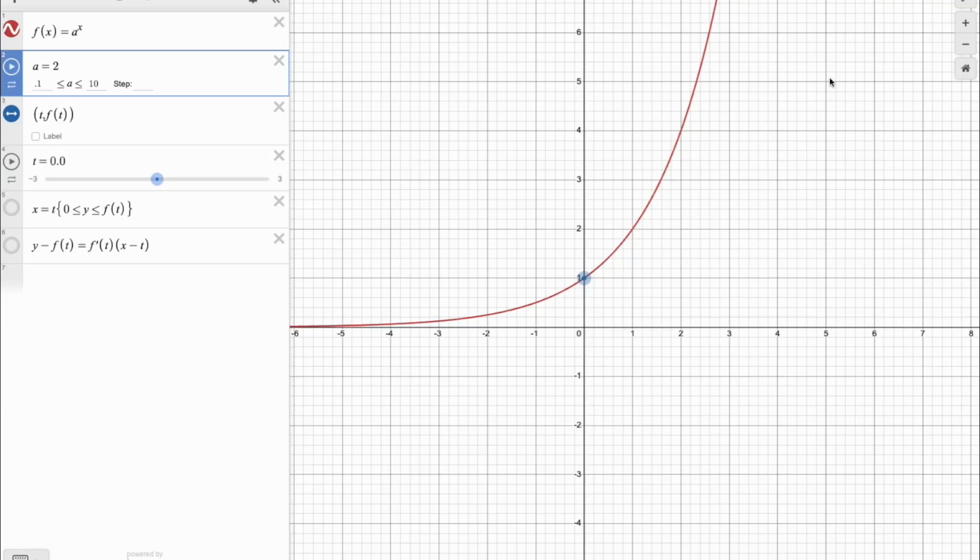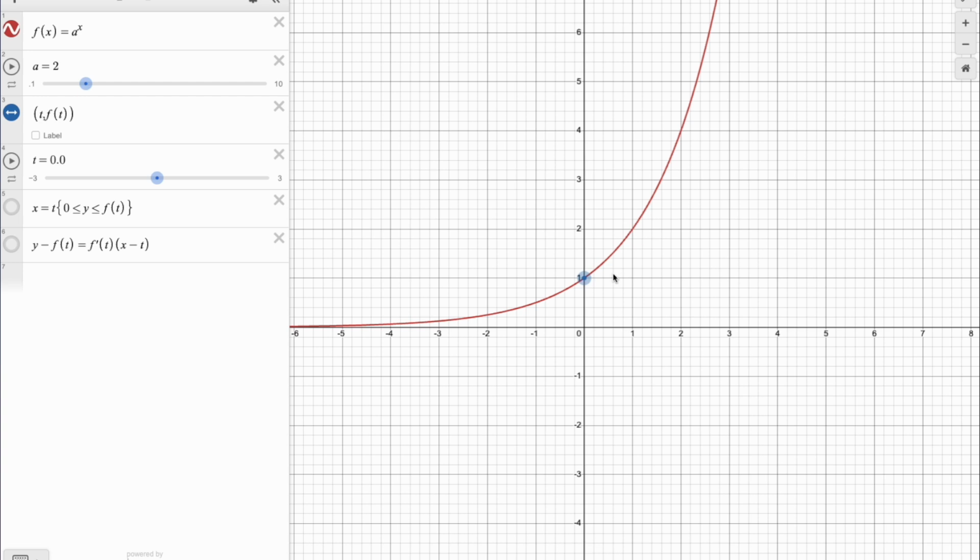Join me at my computer so we can look at some exact graphs of exponential functions. This is just Desmos, and I'll share a link to this graph in my notes. What you're looking at here is the graph of f of x equals a to the x. So you can see that over here, f of x equals a to the x, and currently a is set to 2. So this is the graph of 2 to the x.